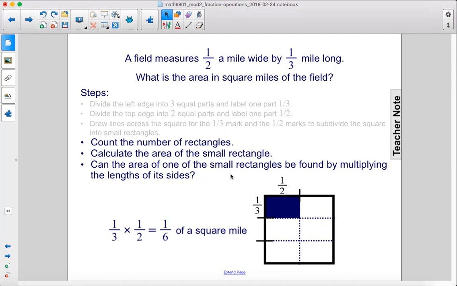Can the area of one of the small rectangles be found by multiplying the lengths of its sides? Yes, because when we multiply these two fractions together, we get 1/6, and if we look at the diagram, we see that there are 6 parts and 1 is shaded in.